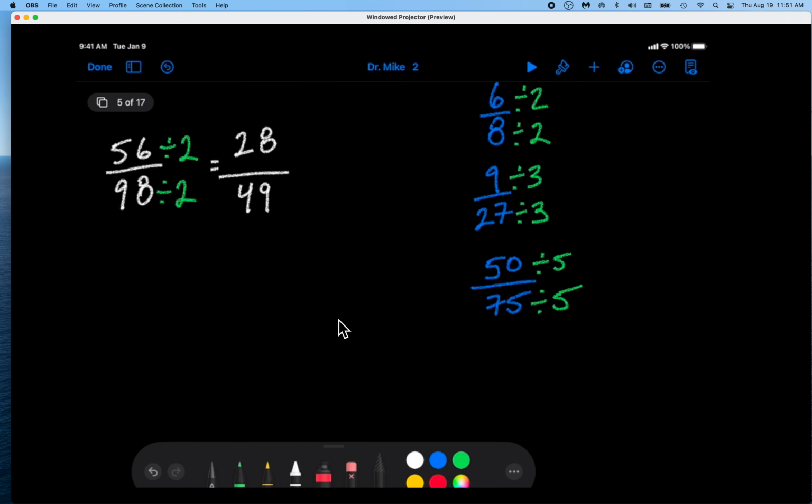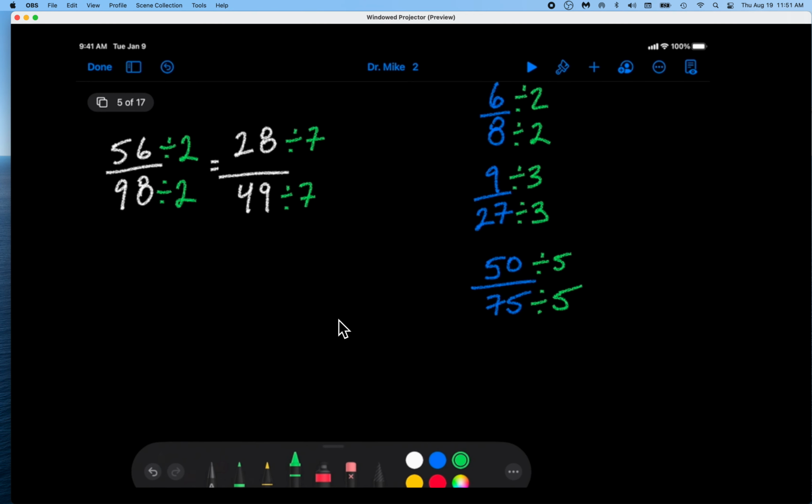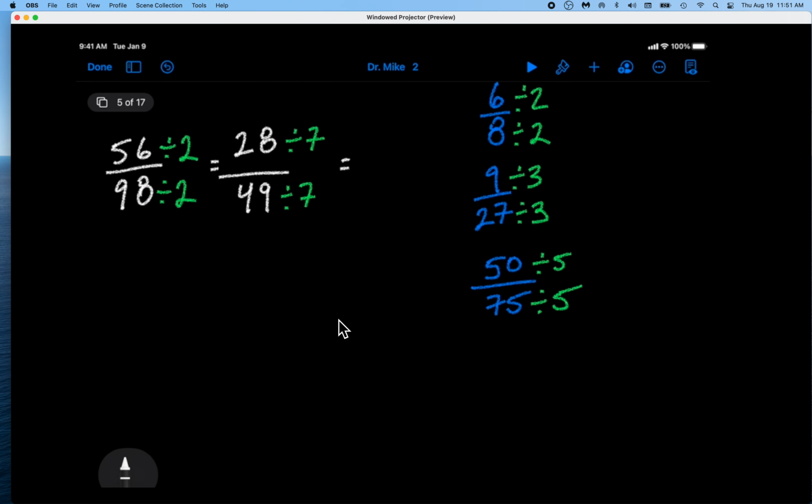Let's pick a larger green number, one we haven't tried yet. How about 7? Remember, it has to be the same number. Can you divide 28 by 7? Yeah. You get 4. Can you divide 49 by 7? Yes. You get 7. Whenever you see 49 in your fraction, think about 7 times 7 and see if 7 goes into the other number. Here's another one.